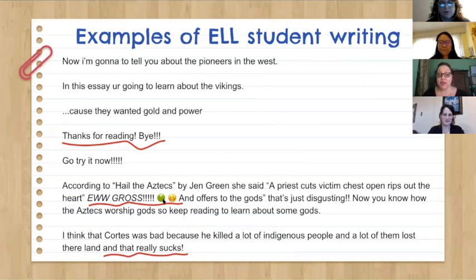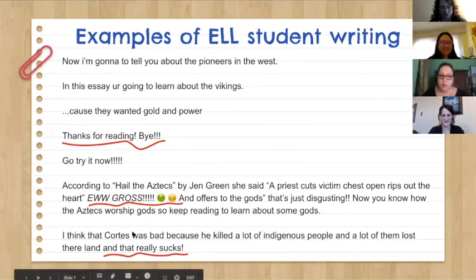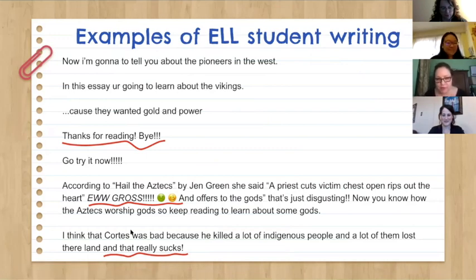I've started seeing emojis and comments like this one. According to Hail the Aztecs by Jen Green, she said, a priest, blah, blah, blah, blah. And then the student writes, ew, gross, and puts emojis in an essay. And then my favorite one, I think that Cortez was bad because he killed a lot of indigenous people.